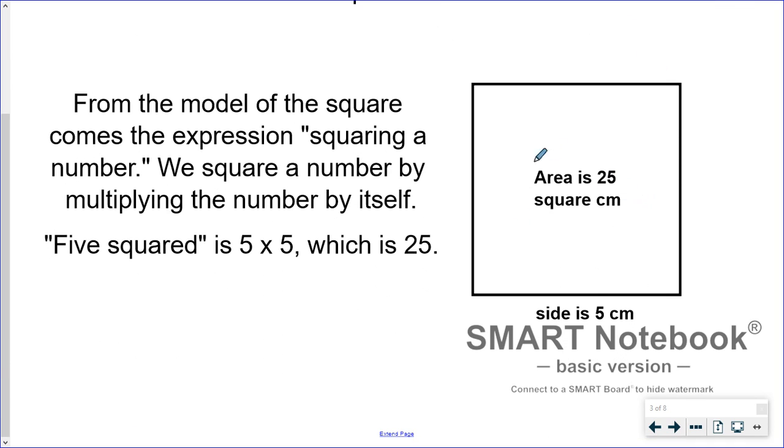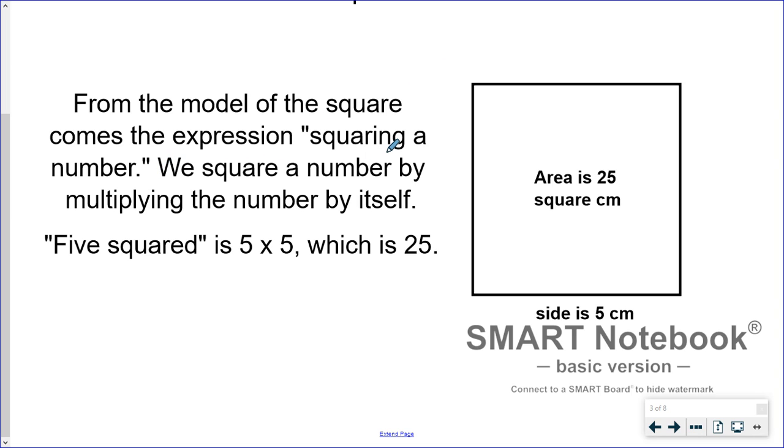And I illustrated that here. Here's my square. The side length is 5 centimeters. So if I want to find the area, which is everything on the inside, I just take 5 times 5. By seeing this model here, that's where the expression comes from, squaring a number. Maybe you haven't heard too many people saying squaring a number yet, but I guarantee you, the farther you go along in mathematics, especially in 7th and 8th grade, algebra, algebra 2, you're going to hear a lot of people talk about squaring a number.